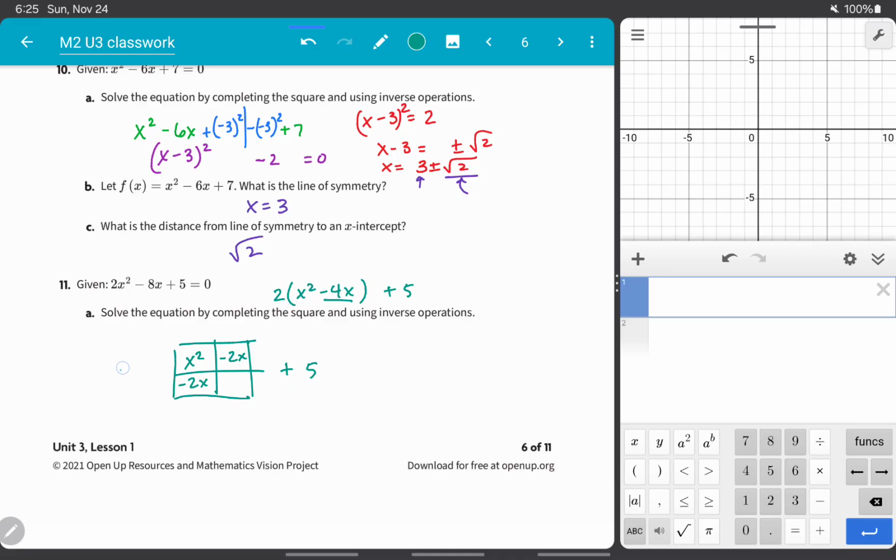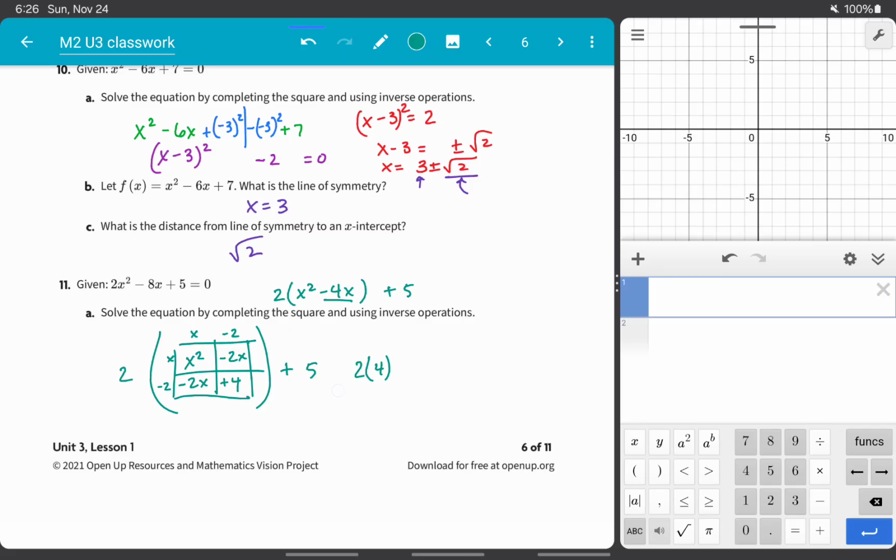I'm going to scoot this over a little bit. X squared becomes x and x. If this is x and this is x, this is a negative 2. Same over here, negative 2. This is negative 2 and this is negative 2. This would be a positive 4. And then I added 4 here, but I have 2 of these windows. So I actually added 2 times 4.